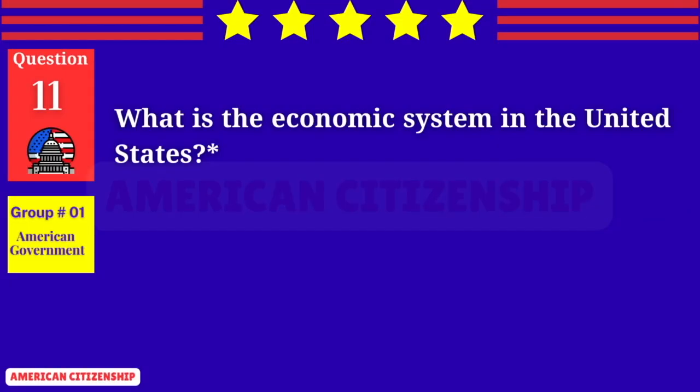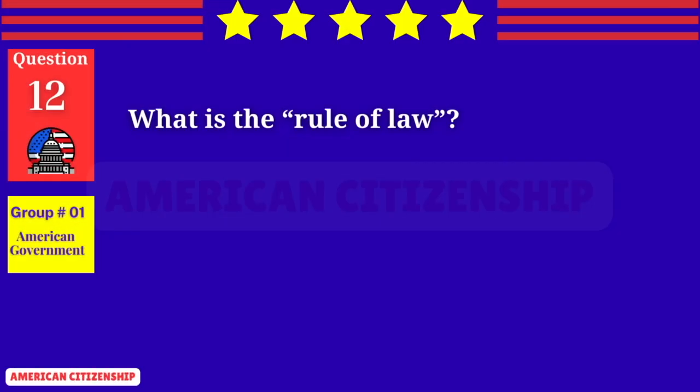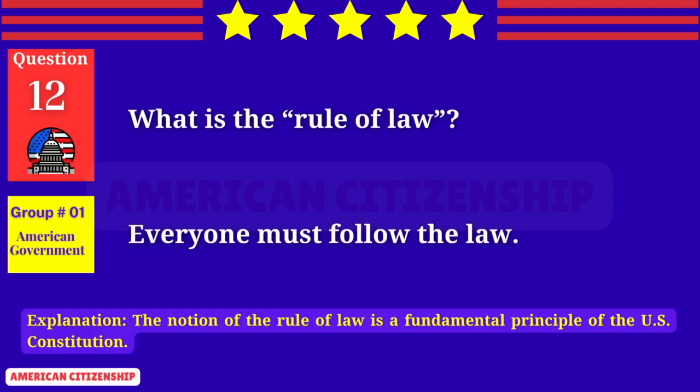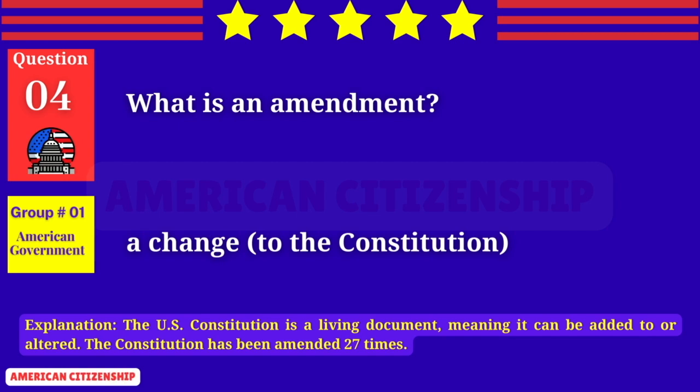What is the economic system in the United States? Market economy. What is the rule of law? Everyone must follow the law. What is an amendment? A change to the Constitution.